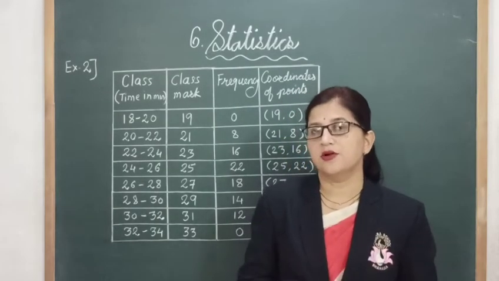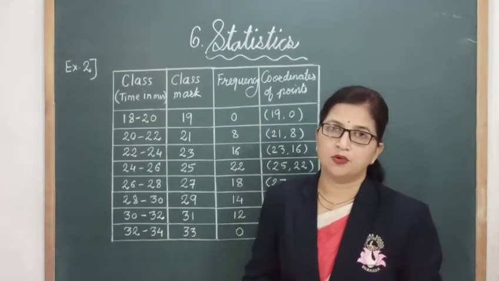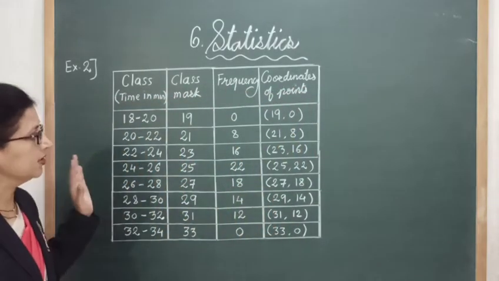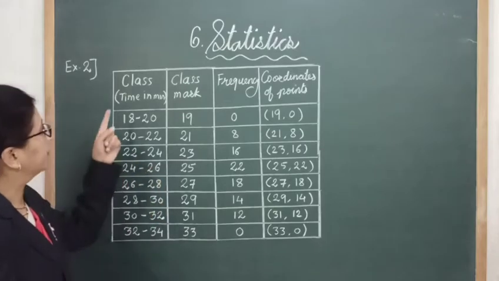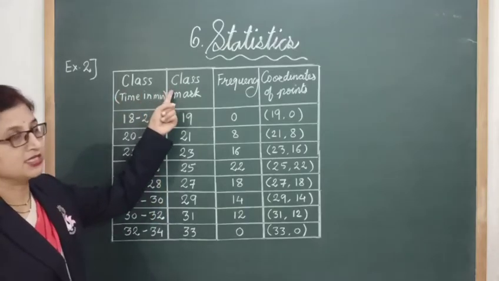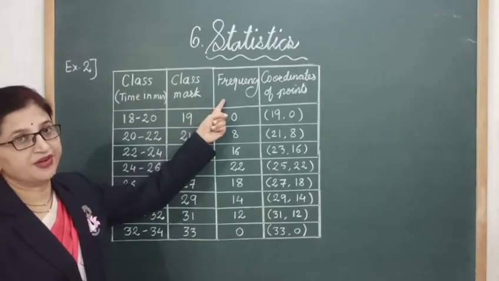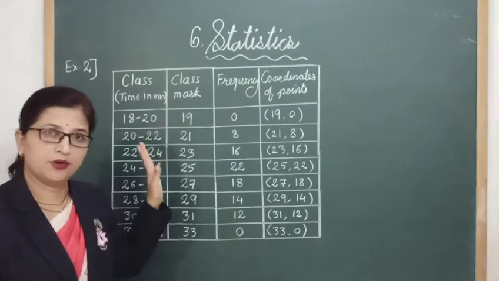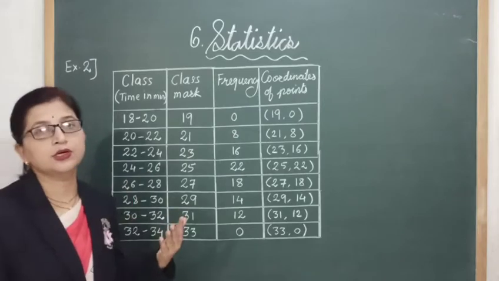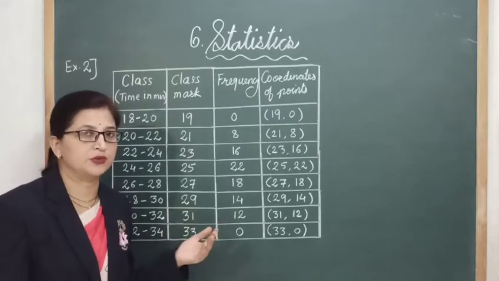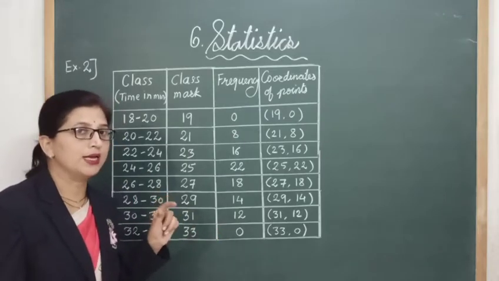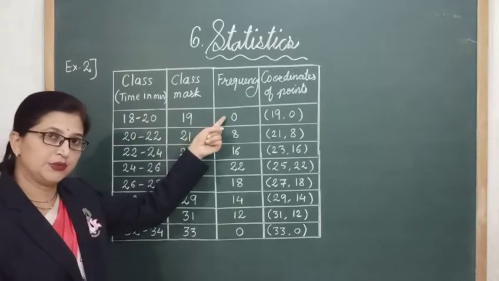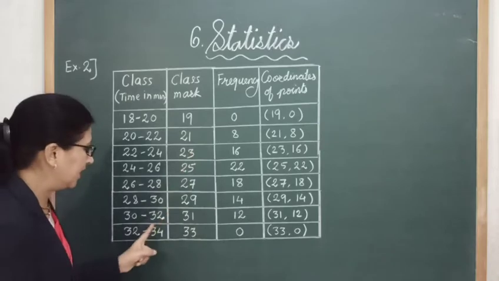So dear students, for this question we have to draw the table. The table will be in this way. Okay, a table with 4 columns. First is class, second is class mark, third is frequency, and the fourth will be the coordinates of the points. Now here, as I told you for the previous example also, we have to take one class extra in the starting with the frequency 0 and one extra at the last.